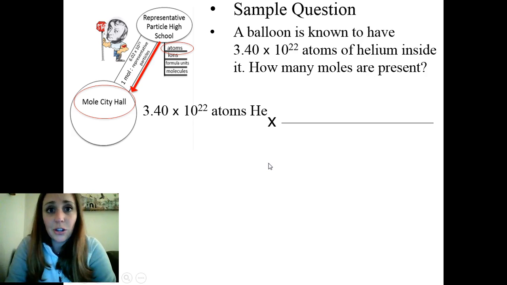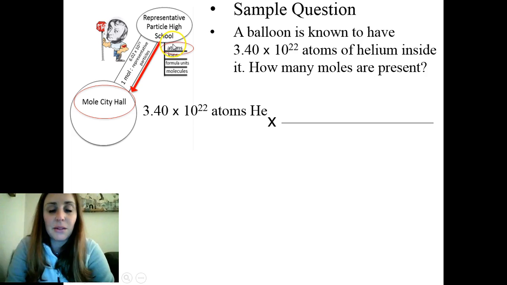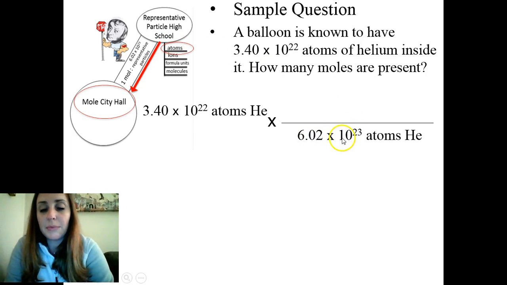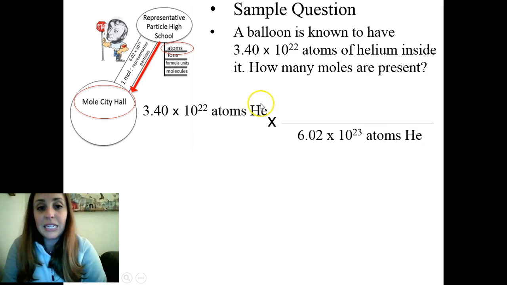Next, you write your X line, which tells you you're going to multiply by some fraction. And what goes in that fraction? Well, whatever you hit first is what you divide by. So if you're going from representative particle high school to Mole City Hall, the first thing you hit is Avogadro's number. So that's going on the bottom. It's 6.02 times 10 to the 23rd representative particles, but which representative particle, which class did we take? Atoms. So 6.02 times 10 to the 23rd atoms, and don't forget you have to put the formula, helium. It needs to be the same as up here, so it'll cancel.